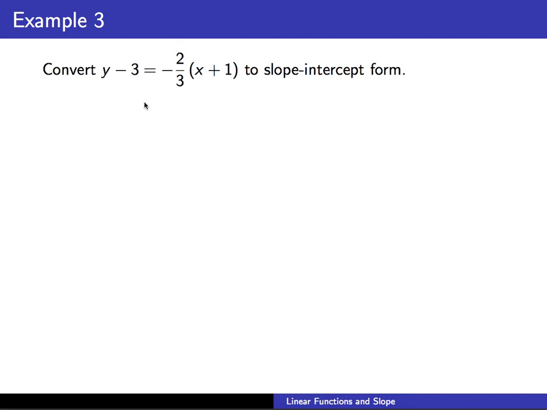So here we have our answer from the last example, y minus 3 equals negative 2/3 times the expression x plus 1. We're going to convert that to slope-intercept form. It's really just 2 steps, so it's pretty quick.